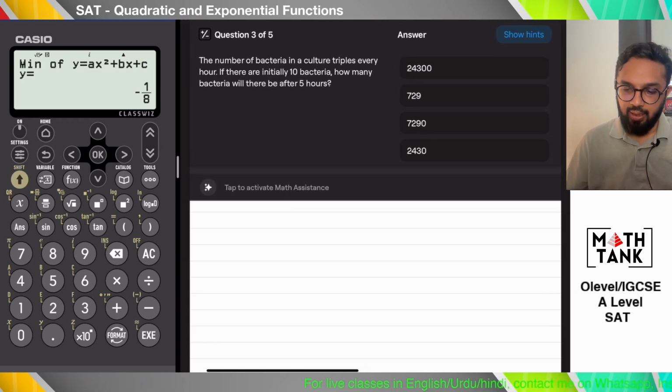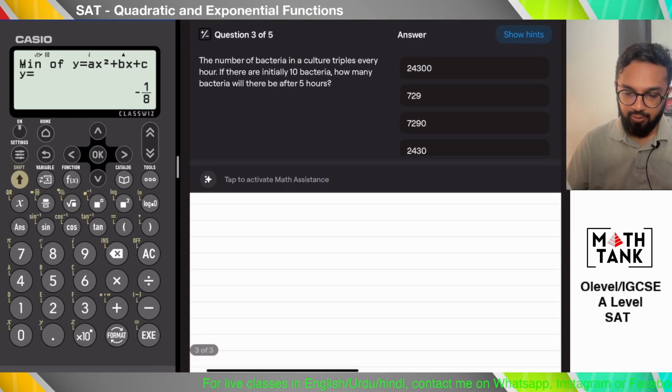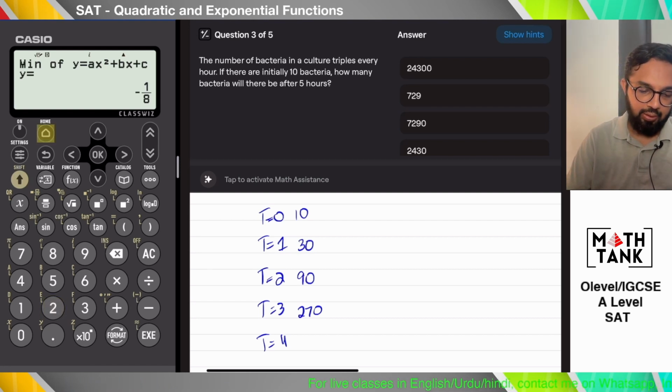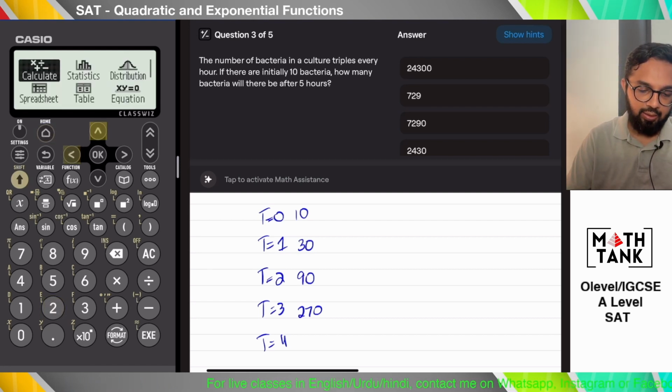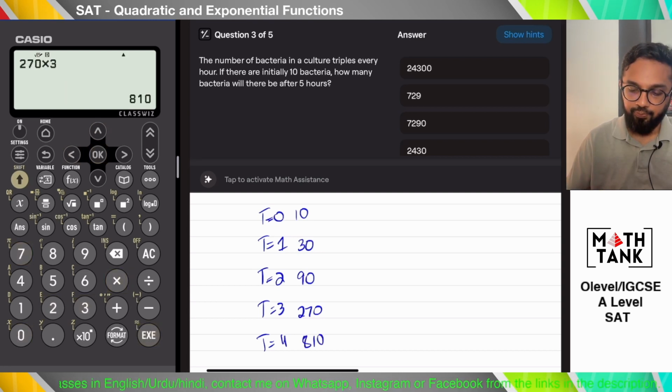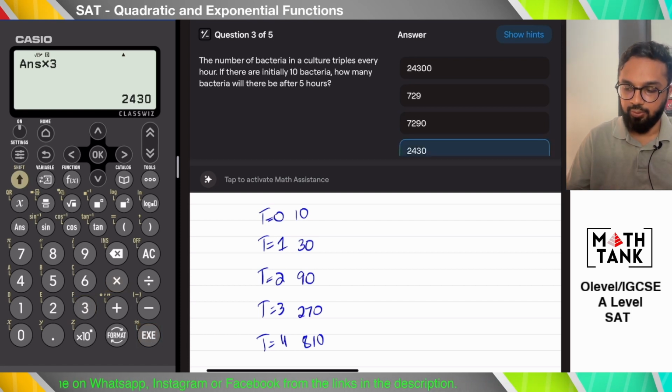Okay. The number of bacteria in a culture triples every hour. Initially, at time 0, there are 10 bacteria. How many bacteria will there be after 5 hours? So after 1 hour, it's going to be 30. After 2 hours, it's going to be 90. After 3 hours, 3 times 90 is 270. Time 4, that's 270 times 3, I think 810. And then again times 3 for hour 5: 2430. That should be the correct answer.